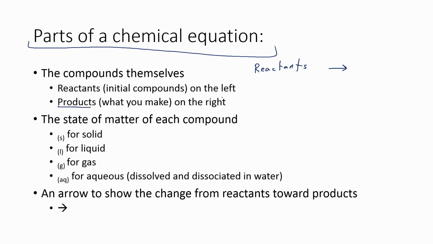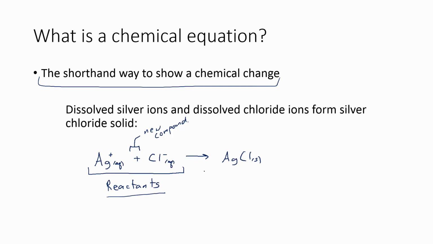Then we can have the products, that's what we're making as part of this reaction. Those will be on the right side of the reaction arrow. So in this case, silver chloride solid is our only product, but if we had more, we would just write plus and write the additional products there.